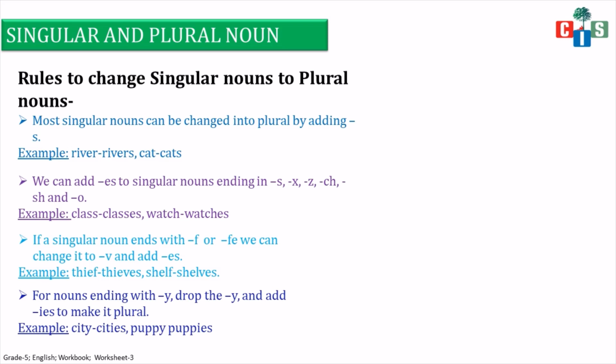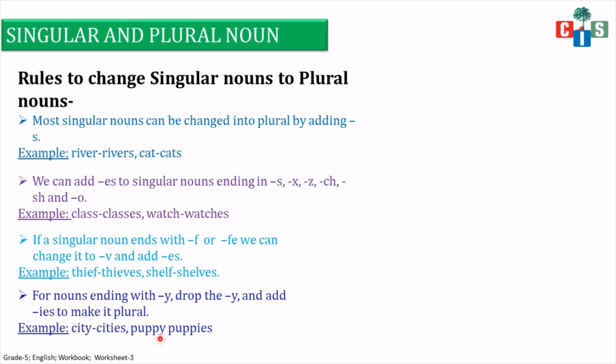The next rule is, for nouns ending with y, drop the y and add ies to make it plural. If any word ends with y, we have to remove y and replace it with ies. Like city. City is a word which ends with y. So we replace this y with ies. So this word city will change into the plural, cities.